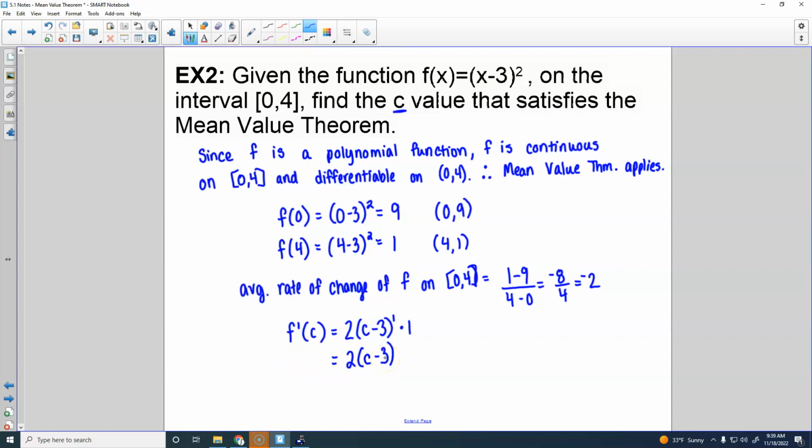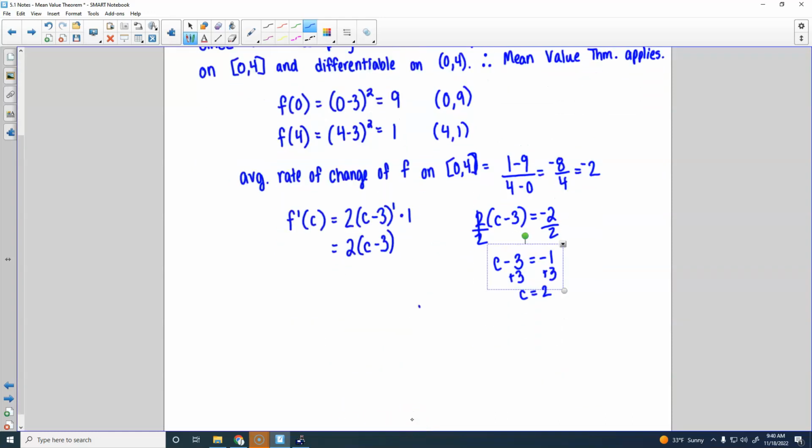So this is my f prime of c. I want to know where it equals negative 2. So I'm just going to do 2 times (c minus 3) equals negative 2. You can either distribute or you could just go ahead and divide off that 2, whichever way you want to deal with it. You'll get the same answer either way. We'll add that 3, and we'll get positive 2. So that falls on our interval there. So our c value equals 2.